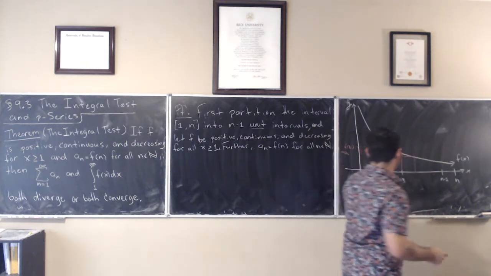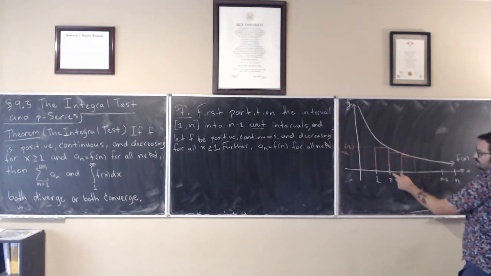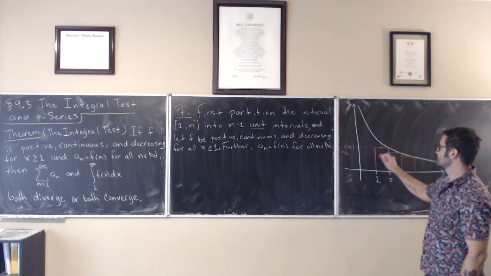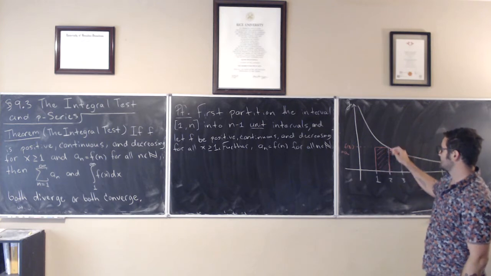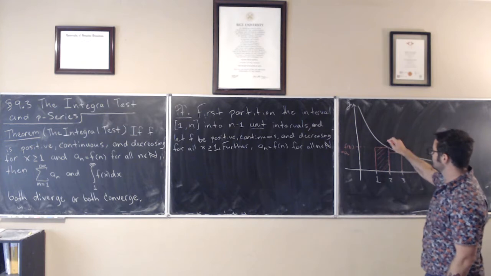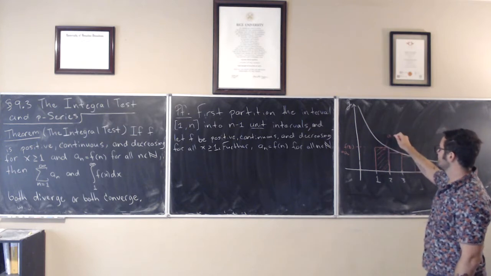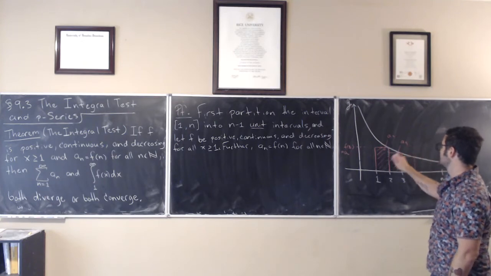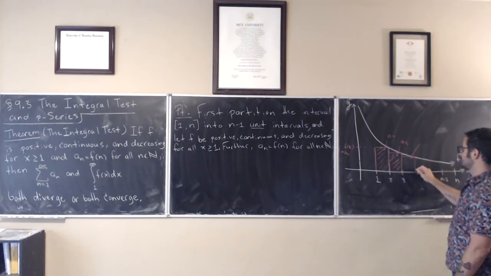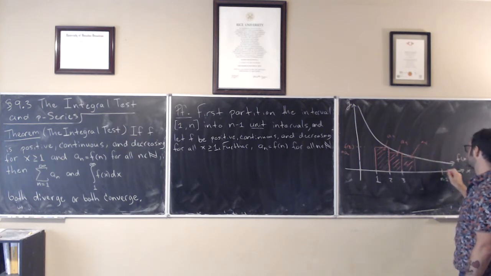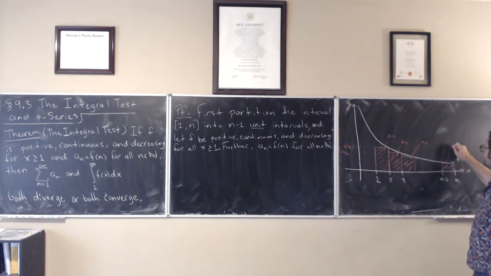The reason why we split this interval into unit lengths is that the area here is 1 times f evaluated at 2, which is the same thing as a sub 2. So this area is a sub 2, this area is a sub 3, this area is a sub 4, so forth and so on. That area is a sub n.